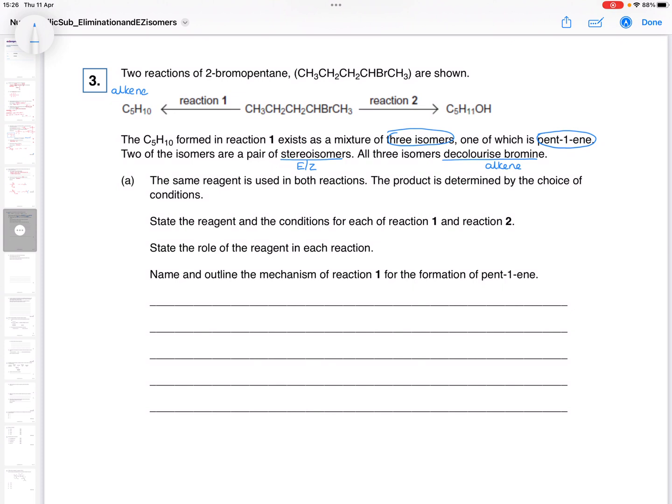So if we have a look at reaction 1, we've got an elimination reaction. We're going from a halogenoalkane to an alkene. So this is elimination. And so we need sodium hydroxide in ethanol. And in the second example, we've got nucleophilic substitution. And we've got, this time, our sodium hydroxide is aqueous to act as the nucleophile.